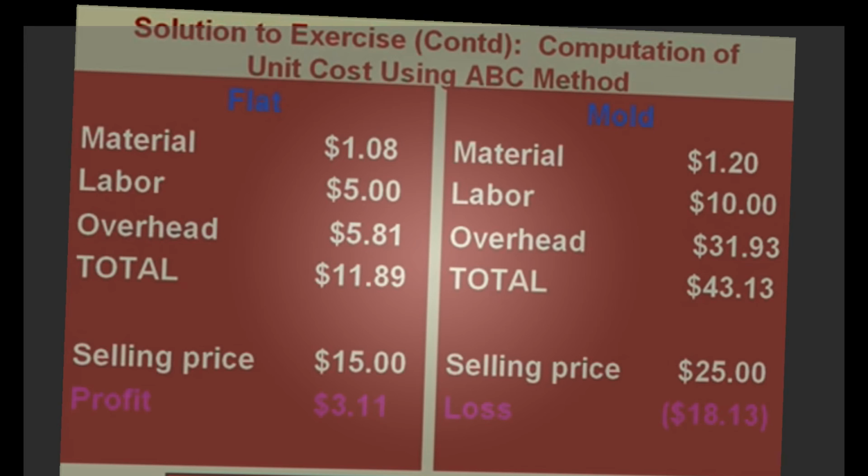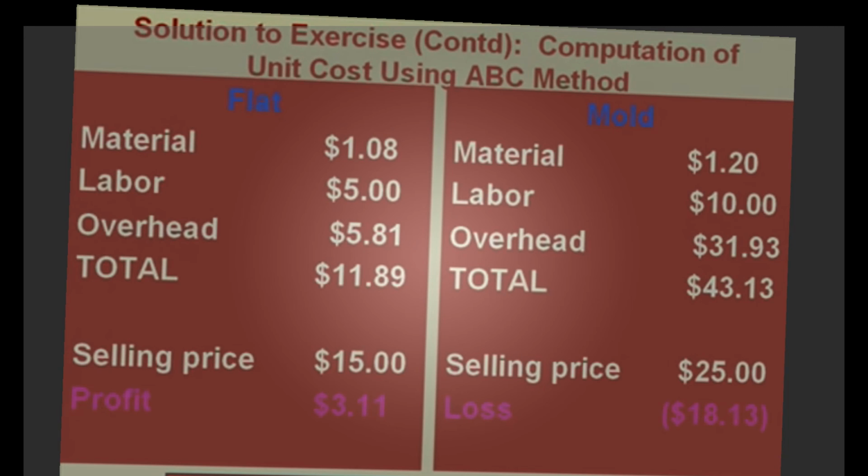Which method do you think is better for analyzing and giving you a more accurate picture of what's happening? Obviously, ABC, and using ABC, it tells you mold is a big time loser. So don't even bother producing it. Just focus on flat.